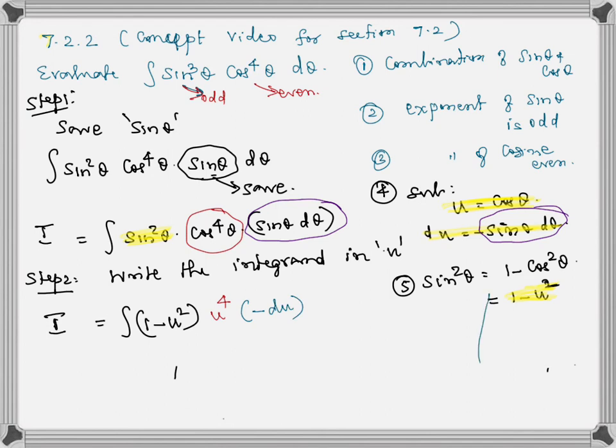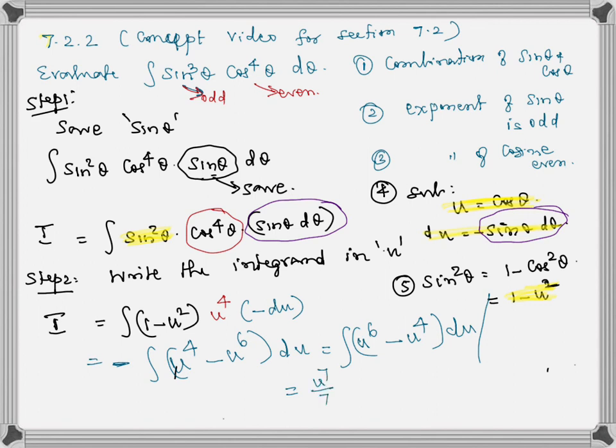Now we can remove the minus sign out and it is the integral. If you distribute, it becomes u to the power 4 minus u to the power 6 du. Now again, if you take the minus sign inside and distribute the minus, it becomes u to the power 6 minus u to the power 4 du. What is the integral of that? It is u to the power 7 over 7 minus u to the power 5 over 5 plus C.